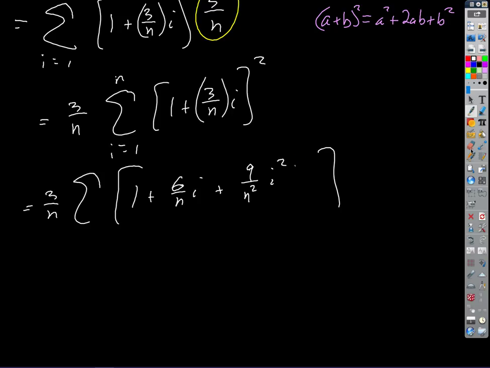i squared. Good. Okay. So now this goes back to probably last week, I guess. We can add those sums up because we know the summation formulas for the sum of a constant, the sum of i, and the sum of i squared, right?